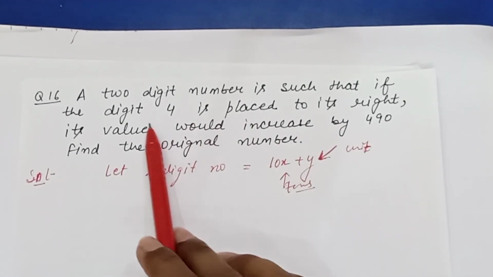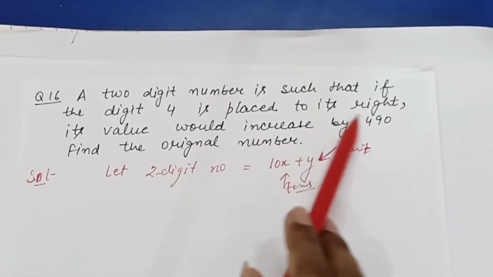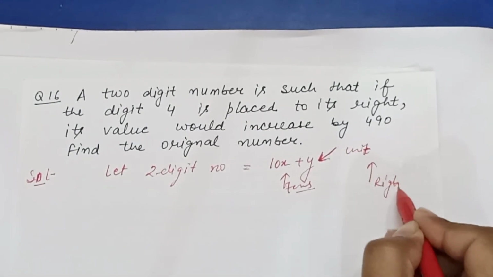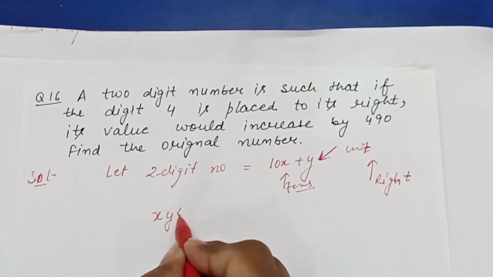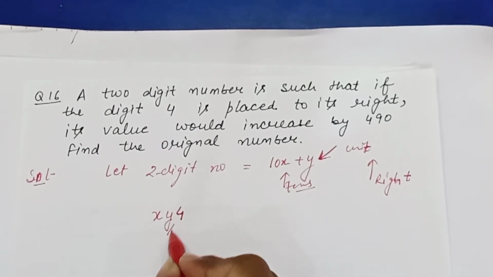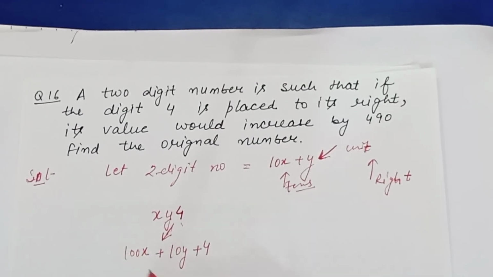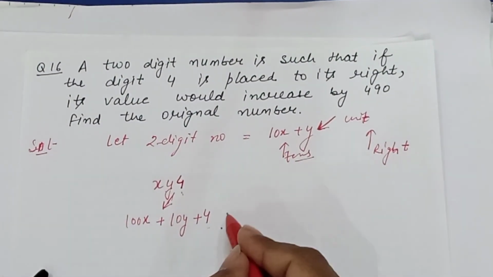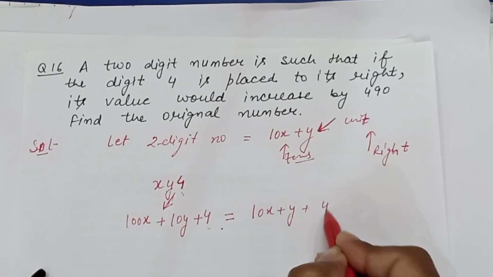Okay, now focus on this line. If the digit 4 is placed to its right, it means the right side is this one. If xy was the original number, now 4 is placed here. Now it becomes a 3-digit number. 4 is at unit place, y is at tens place, and x is at hundreds place. So this will be a new number, which is equal to the original number 10x plus y plus 490.